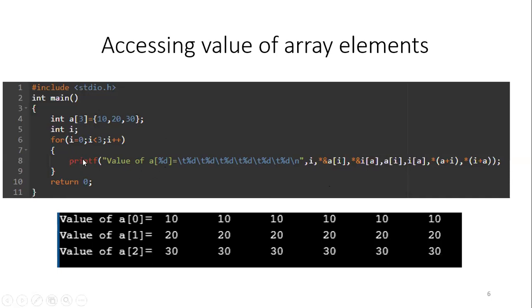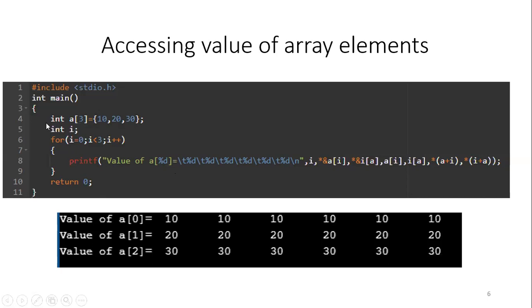When we start the for loop, I is equal to 0. So the first time, the value of the first element, which is at the index 0, will be printed. So in all the 6 cases, we are getting the value as 10 because our first element is 10.